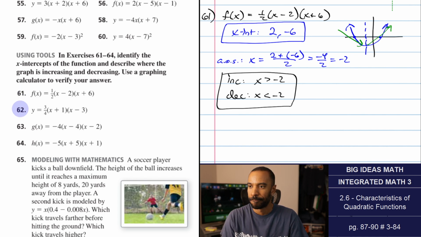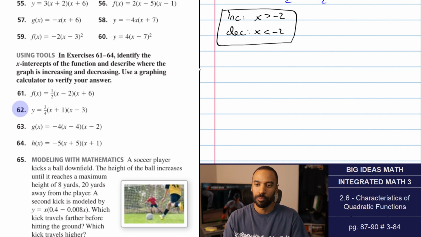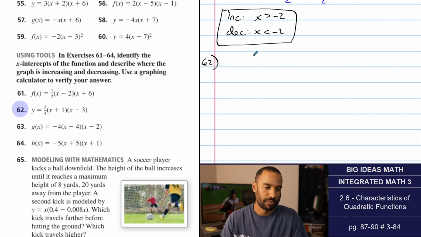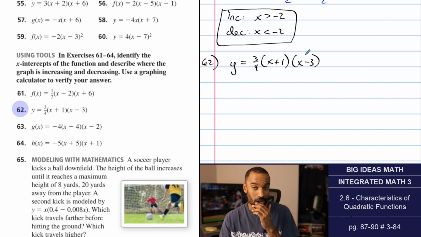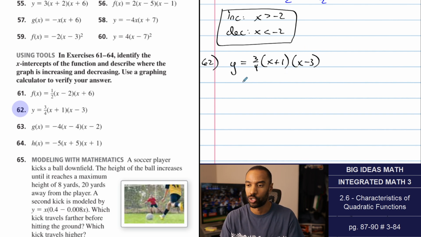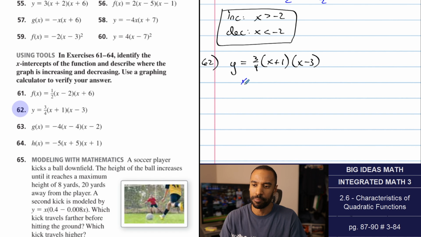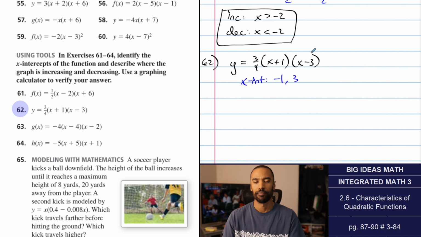Number 62, once again, that a value means nothing to us other than it being positive or negative, and it's positive. I don't care if it's 3/4, I don't care if it's a billion. We're not looking for the y value of the vertex, and we're not graphing it. Really, truly. So the x-intercepts, just for non-color blindness, I'm going to use blue, are negative 1 and 3.